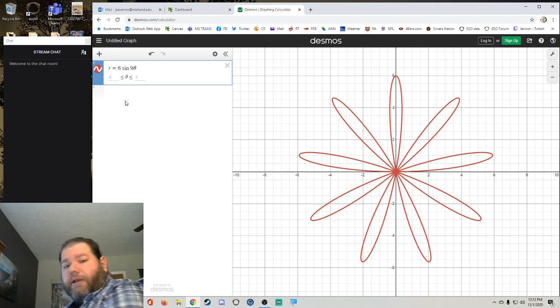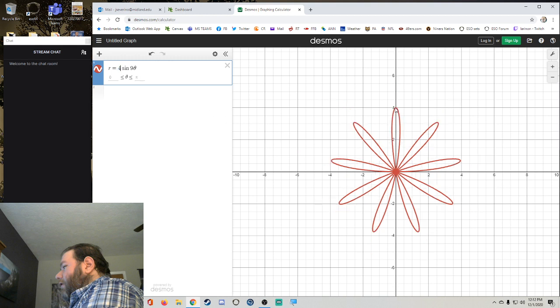The number on the outside is just kind of magnifying the size, because notice that the tips of these petals are at a distance of 6 from the origin. You can see this top one right here at 6. So if we drop that down to 4, that's where it is. So 4 is really just the length of the petals here, the coefficient there.